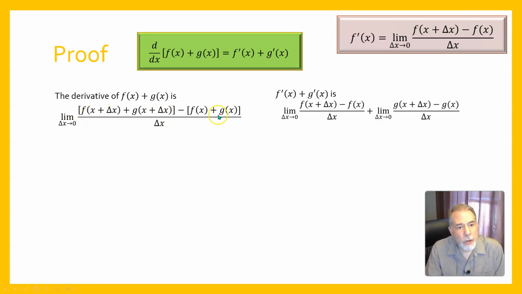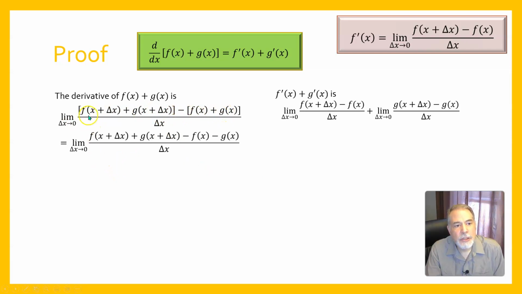So to do that, let me start with this, and first let me get the brackets out of the way and distribute the minus sign. So we got f of x plus delta x plus g of x plus delta x minus f of x minus g of x.